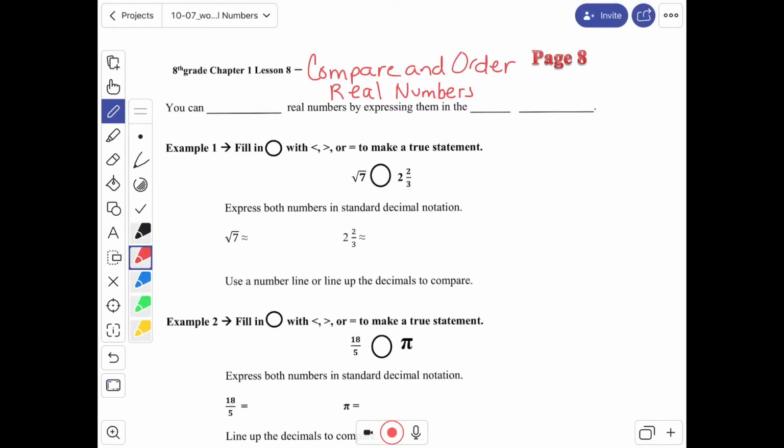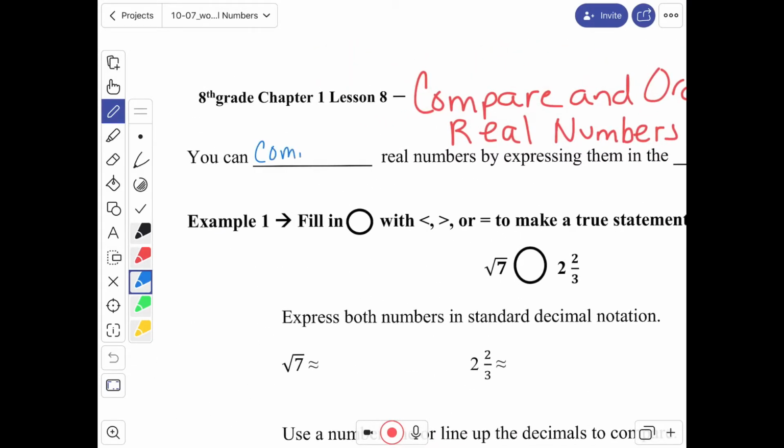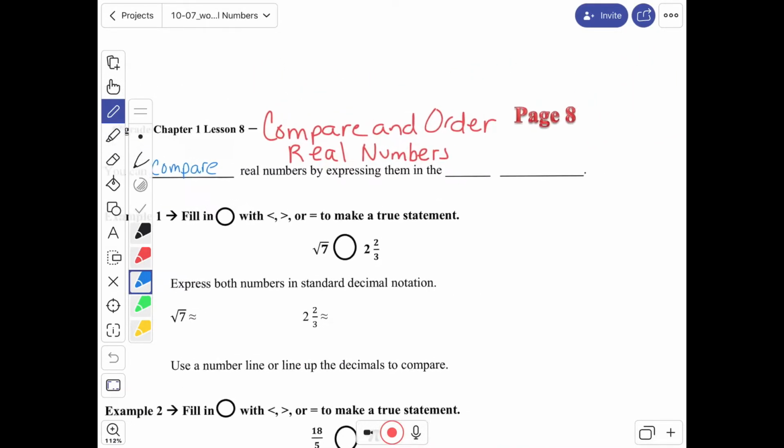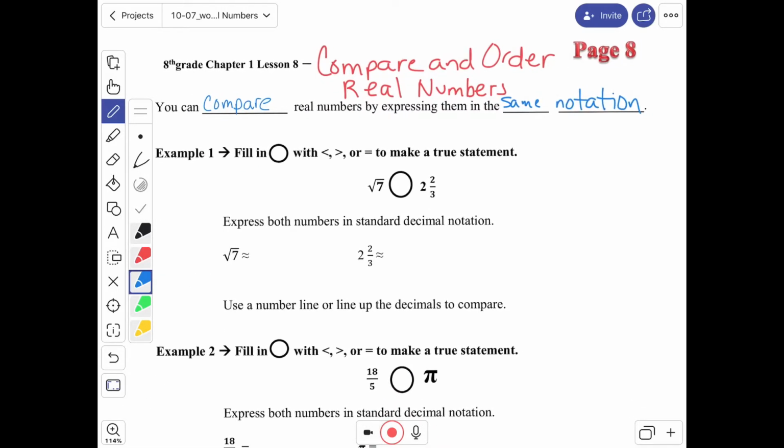Today we're covering 8th grade, Chapter 1, Lesson 8, Compare and Order Real Numbers. Ordering real numbers is similar to ordering rational numbers. When we did that, we wanted to put them in the same form. So when we compare real numbers, we want to put them in the same form or the same notation. Usually that form is decimal. So for today's lesson, you will definitely want a calculator.